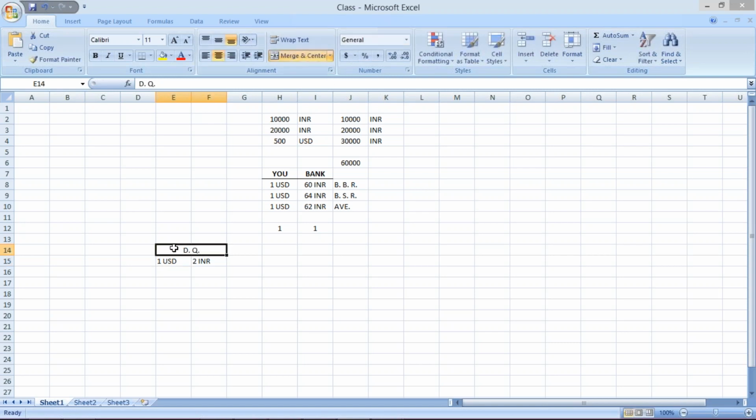As per direct quotation, if you are going to follow direct quotation, then 1 US currency equals how many Indian currency? 2 Indian currency. This is direct quotation. If you follow indirect quotation, then what will happen?